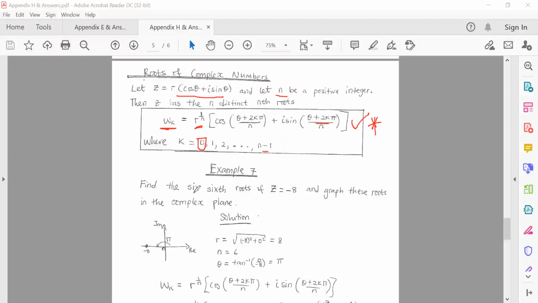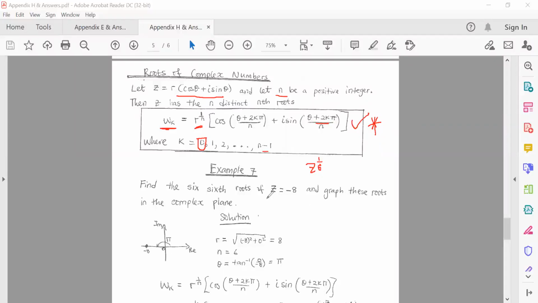They say find the sixth roots. Actually, I'm asking you to find all the 6 roots, and I want you to find all of them. When I talk of 6 roots, we're looking at Z to the power 1 over 6. So the 6th roots of Z equals minus 8. And then I say graph these roots in the complex plane. So you have to show me what all 6 of those roots are, and then graph them on a complex plane.